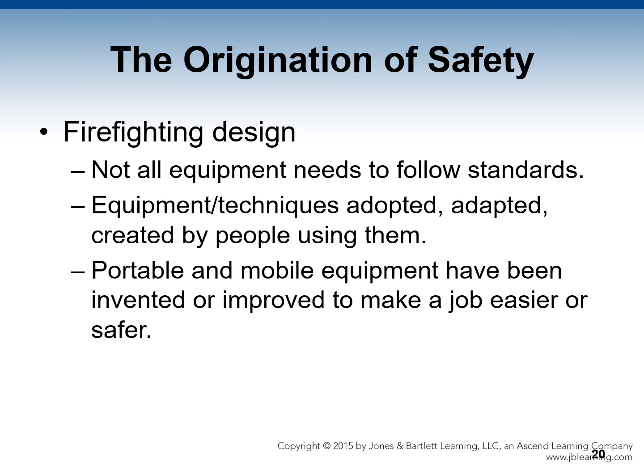Not all equipment needs to follow the industry's or NFPA's lead for safety standards. A large portion of equipment and techniques used on the fireground today were adopted and adapted, or created and perfected by the people using them. Both portable and mobile equipment have been invented or improved to make a job easier or safer. Portable equipment includes countless tools that have been invented by firefighters, but one of the best examples is the Halligan tool, which became the industry standard for forcible entry. Now, even 70 years later, the fire service has been unable to improve much over the original design.